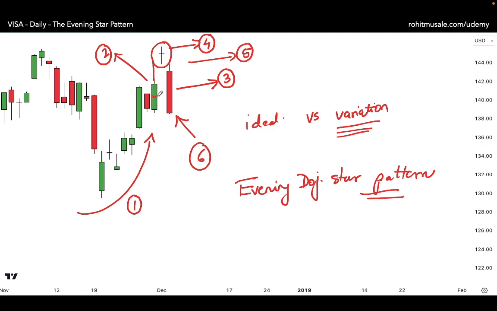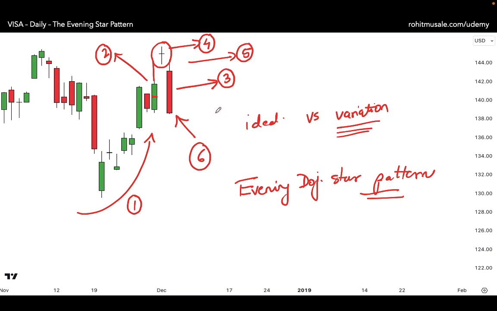candle's real body. So the first candle's real body's midpoint is this. So this candle should close below that line. So that's the evening star pattern for you. These are the conditions that you should know before you identify the evening star pattern. So it is this precise.